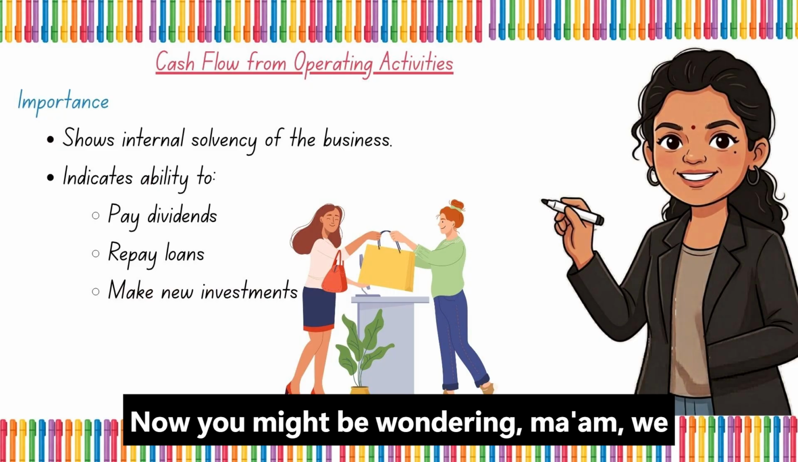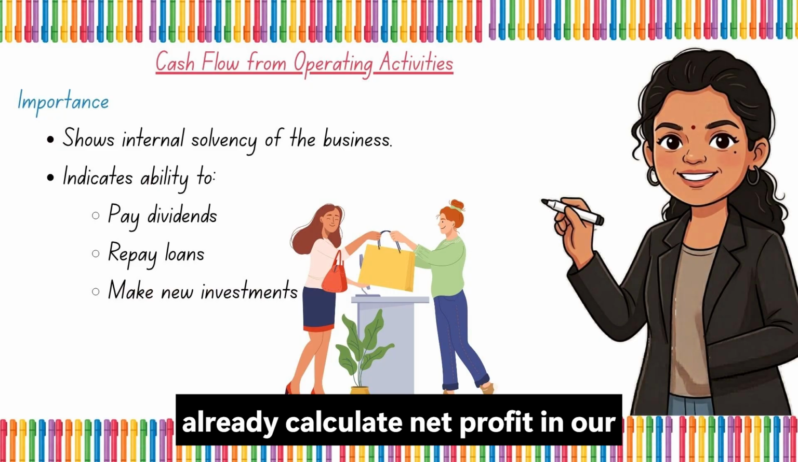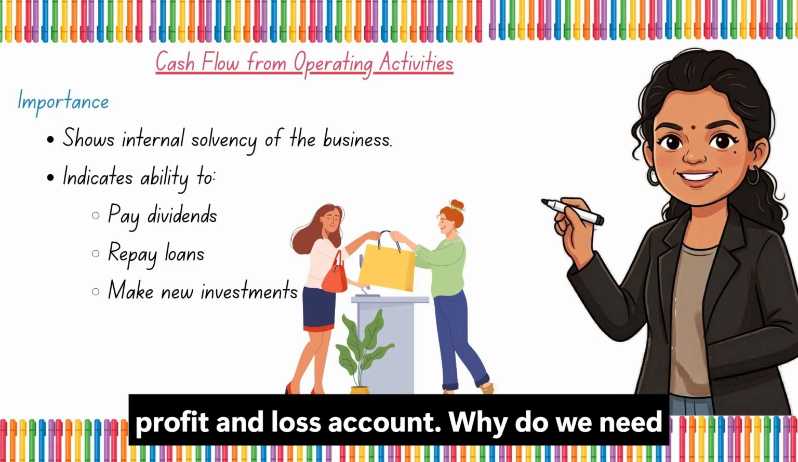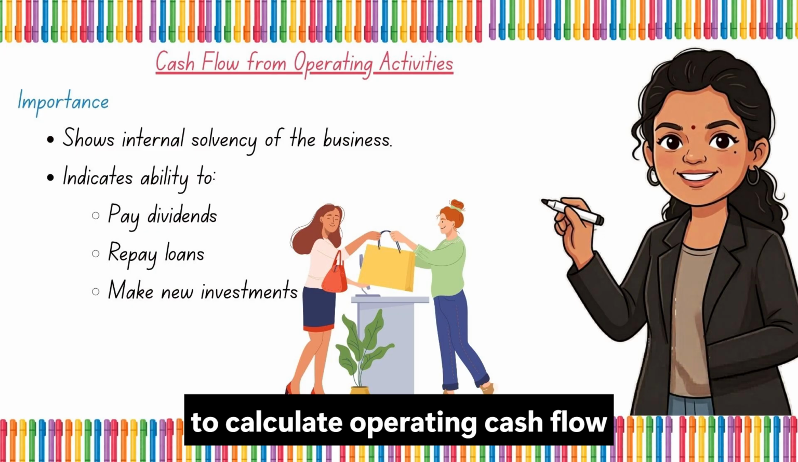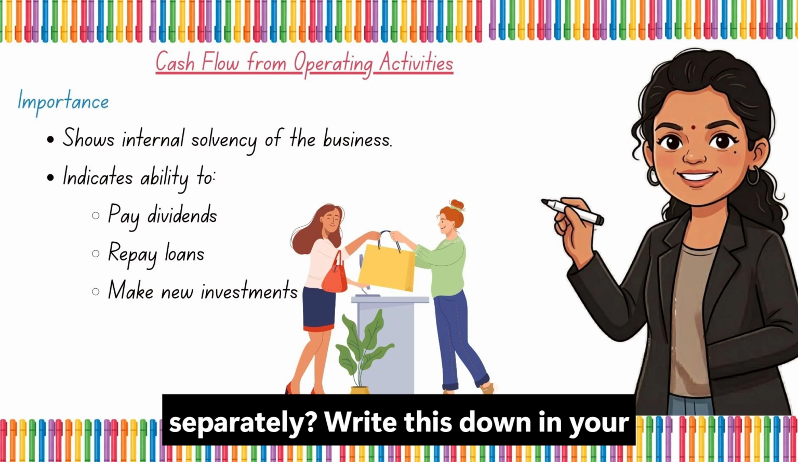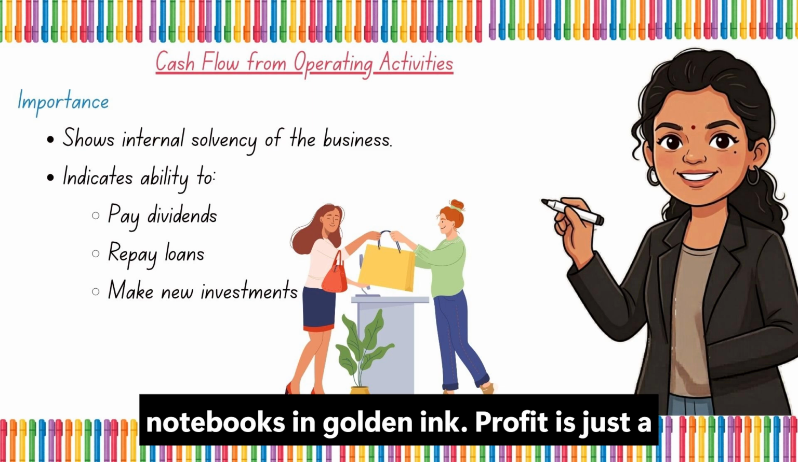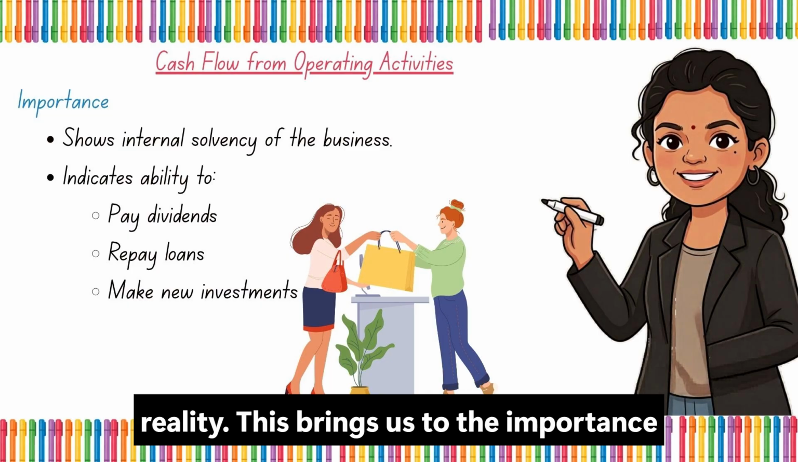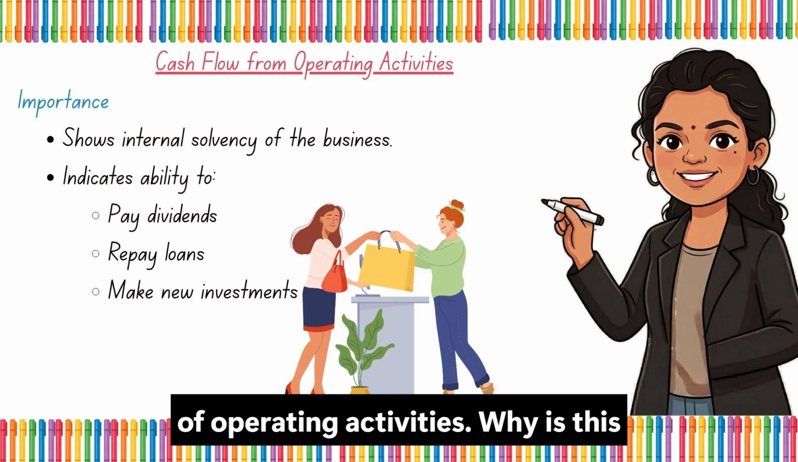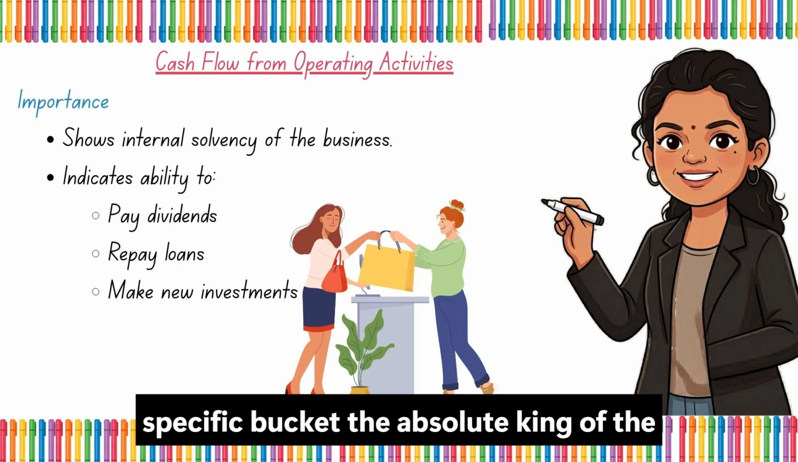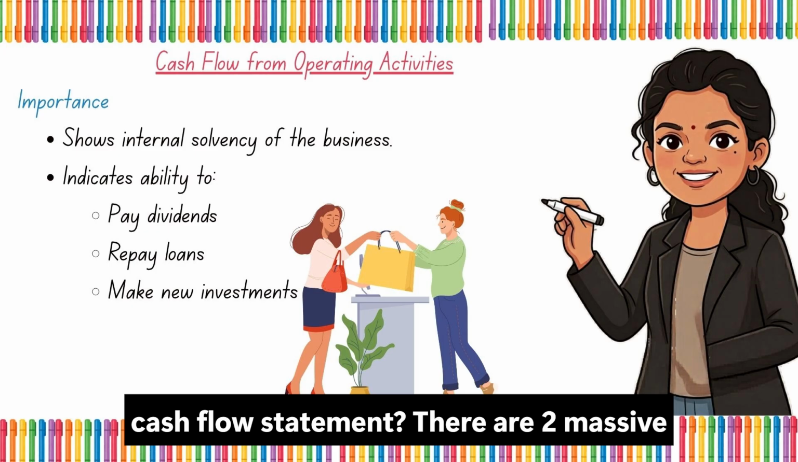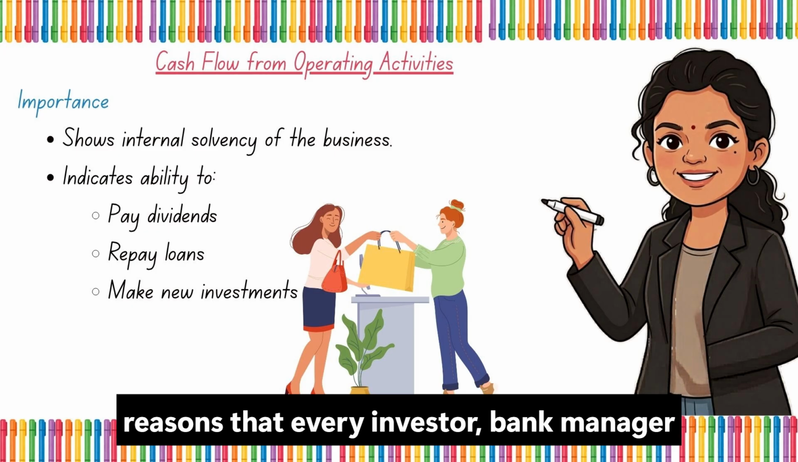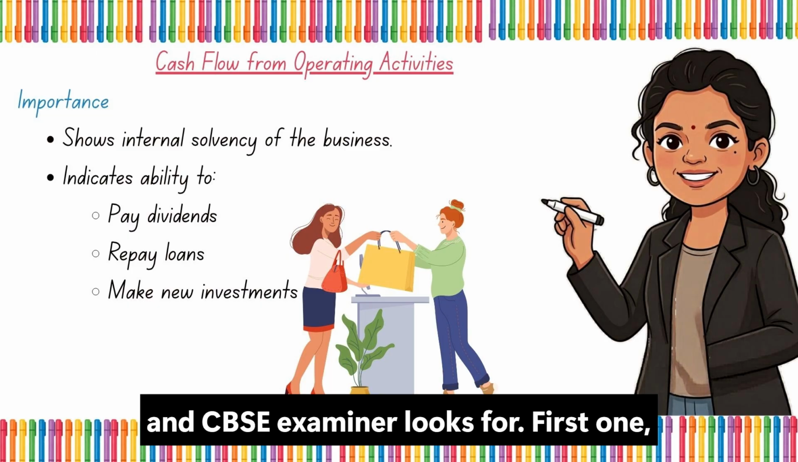Now, you might be wondering, ma'am, we already calculate net profit in our profit and loss account. Why do we need to calculate operating cash flow separately? Write this down in your notebooks in golden ink. Profit is just a number on paper, but cash flow is the reality. This brings us to the importance of operating activities. Why is this specific bucket the absolute king of the cash flow statement? There are two massive reasons that every investor, bank manager, and CBSE examiner looks for.